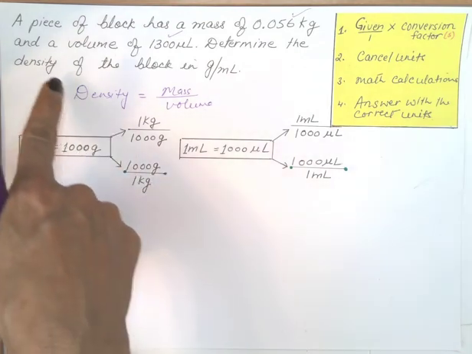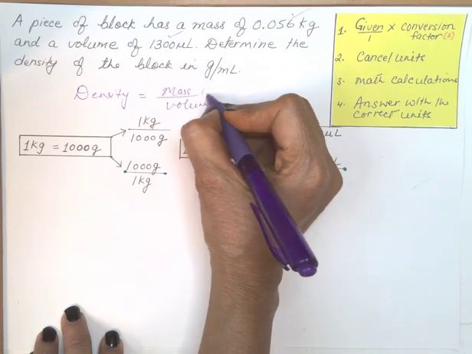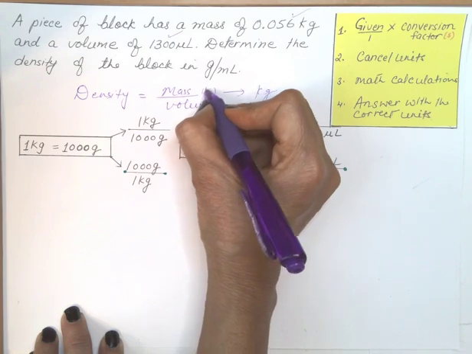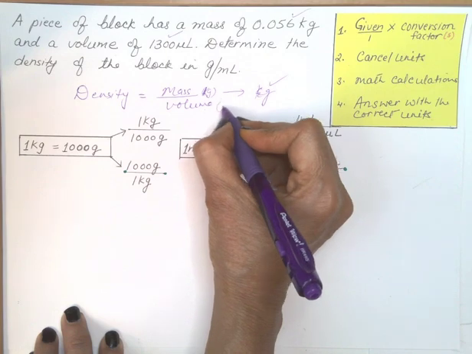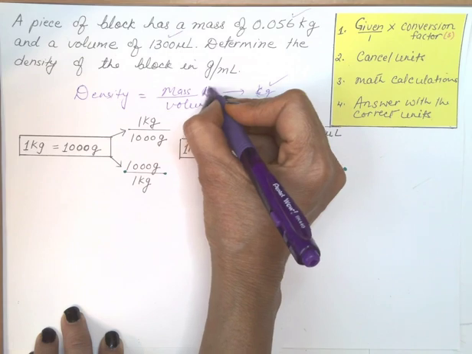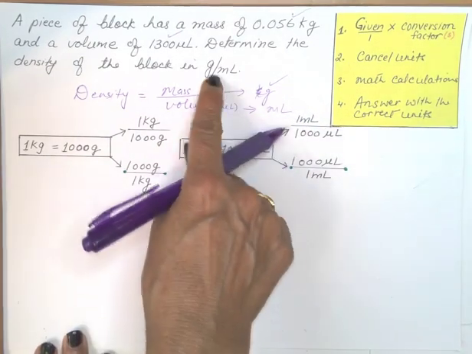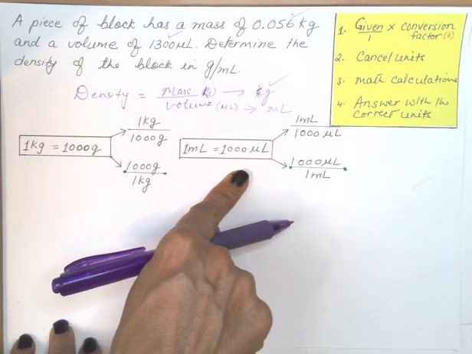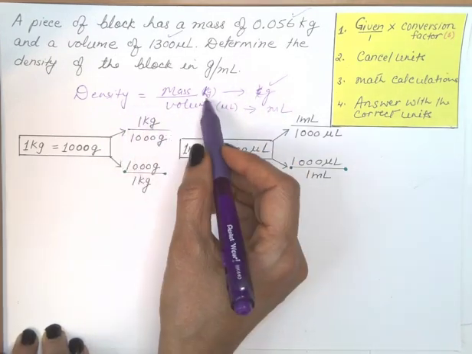Now what do they want? They want the density in grams per milliliter, meaning we have to convert the given mass in kilograms to grams and the given volume in microliters to milliliters. Okay, this is what we have to do. Kilograms to grams and microliters to milliliters, because that is what is asked in the problem. Again, the two equivalents that we are going to use are here. Let's start with whatever is given.